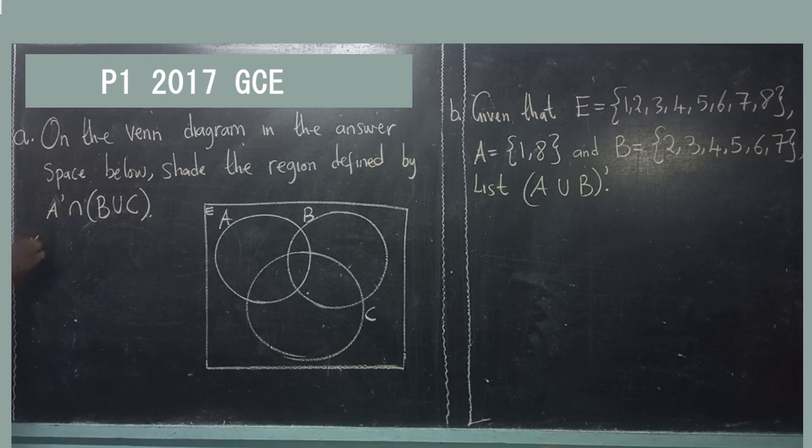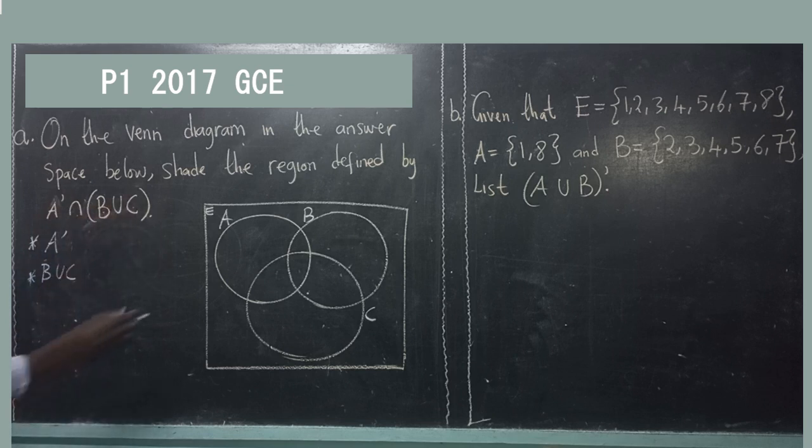First of all, let us shade A complement. After shading A complement, we are going to shade B union C. And where the shading, we're going to use lines. Where the lines representing the shading of A complement and the lines representing the shading of B union C are meeting or overlapping, that should show us the area where A complement intersection B union C is going to be formed.